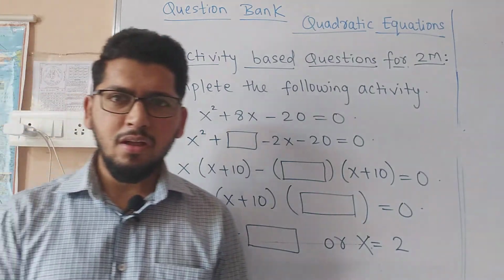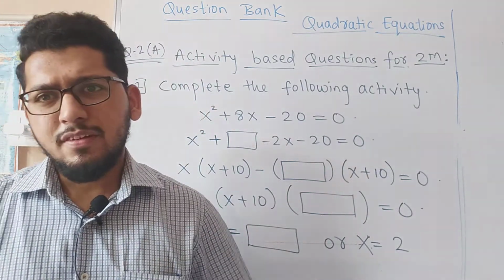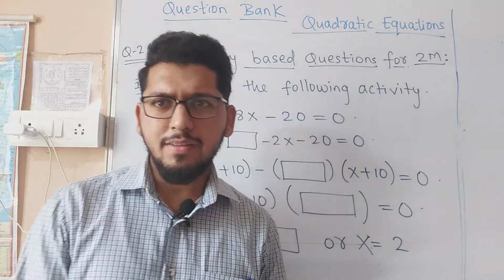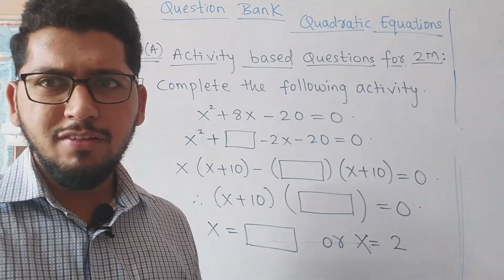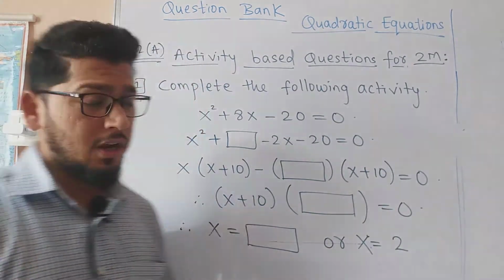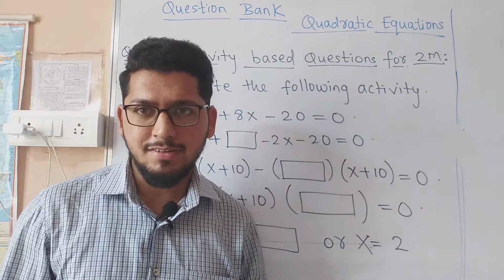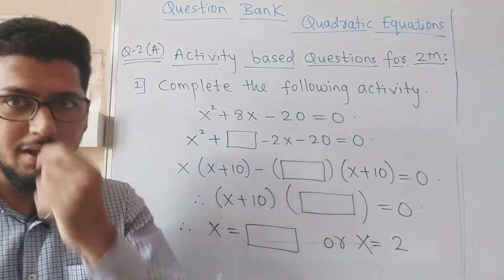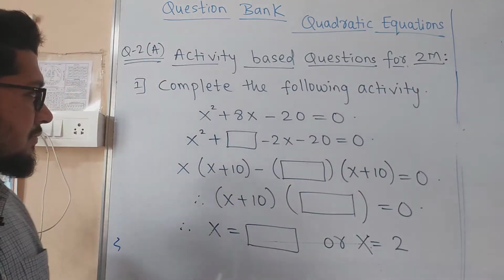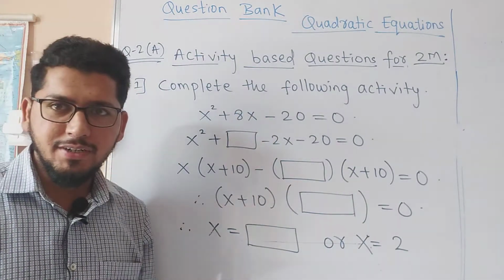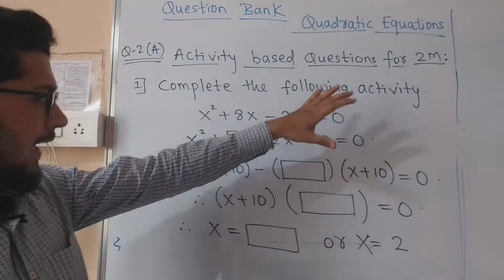Students, today we will start with question number 2a, 2 marks example. In the last lecture we completed the 1 mark questions from the quadratic equation, and today we are going to start the activity based questions for 2 marks from your question bank sets. The first question says: complete the following activity.